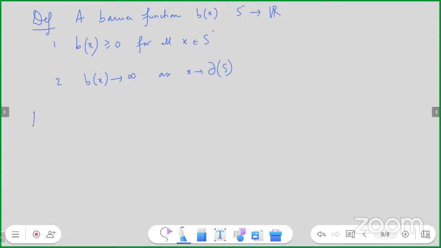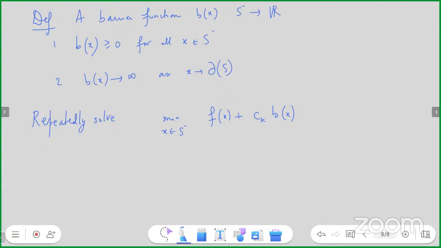And now you repeatedly solve the problem: minimize x belongs to S minus, f of x plus c_k b of x. So now what should the behavior of c_k be? Should it increase or should it decrease? B of x is blowing up. So what should happen to c_k? Now we're inside, so we're trying to make it fall.